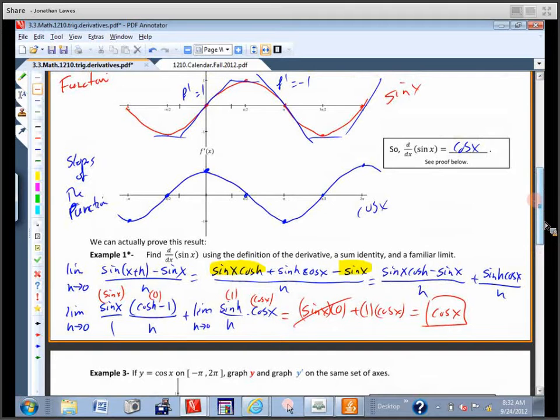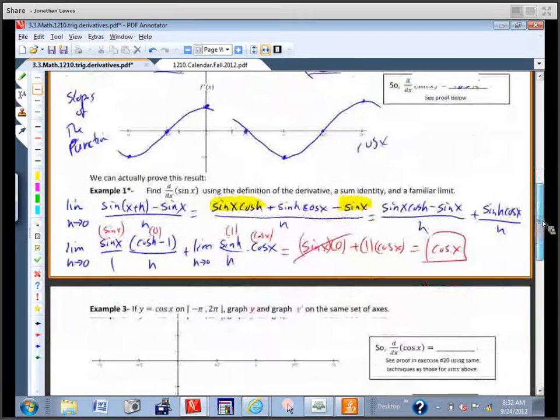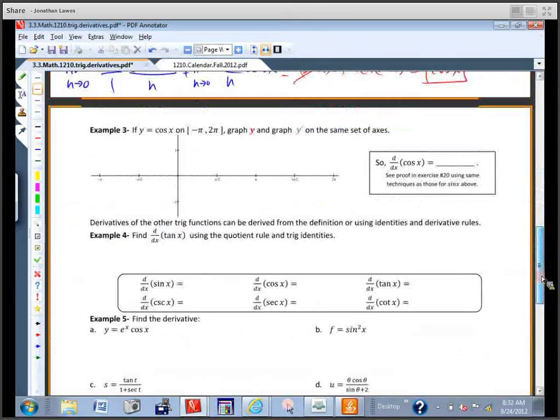Okay, now it would be really cool. Everybody good with that? It would be really cool if the derivative of cosine was sine and we just went back and forth. That would be really great. Okay, it's not, but you can still, we're not going to prove this, but you can guess what it is.